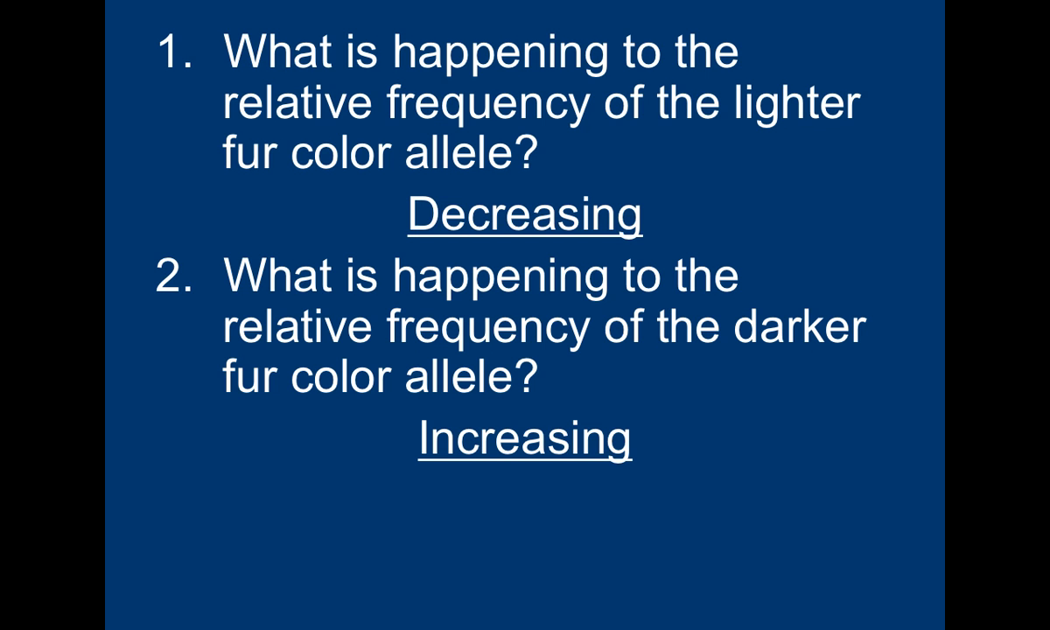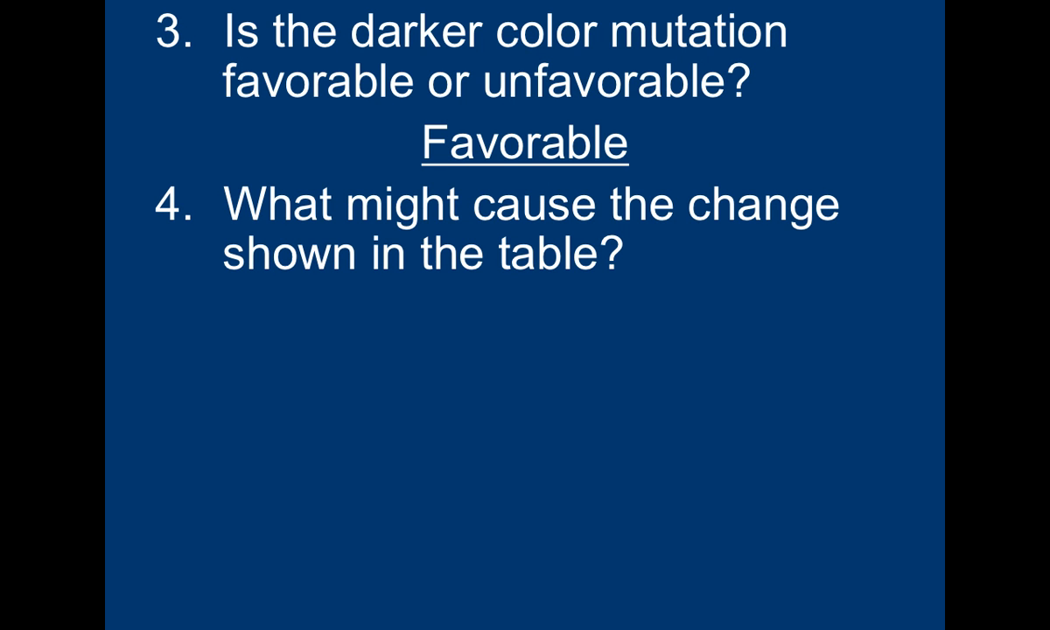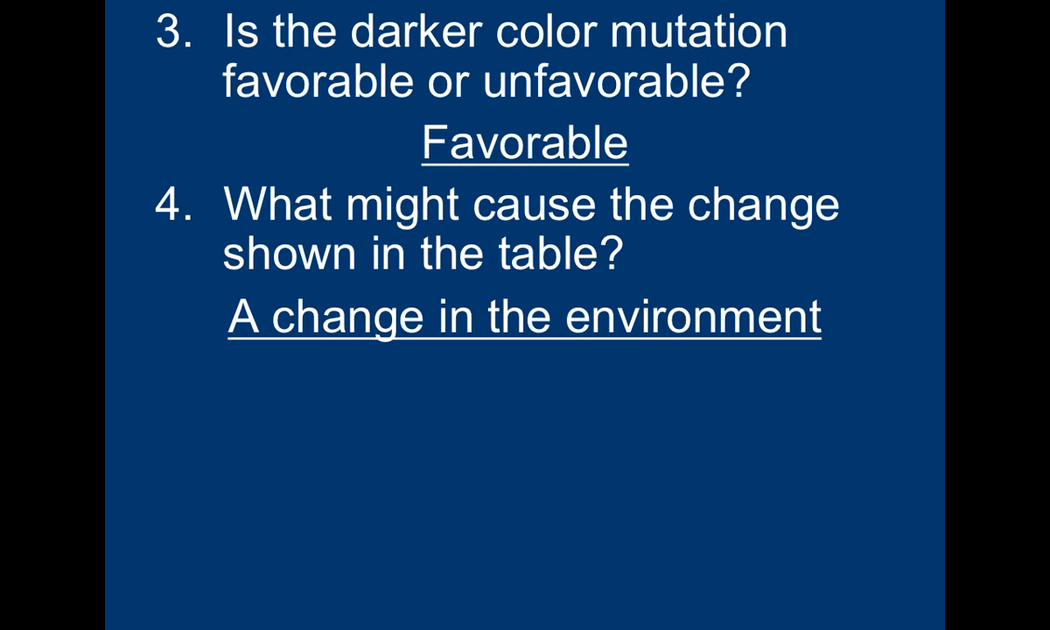So, based on that, is the darker color mutation favorable or unfavorable? Well, obviously it is favorable. If it's favorable, you get that increase with a single gene trait. What might cause the change shown in the table? Well, it's probably most likely some sort of change in their environment, and that could be anything.